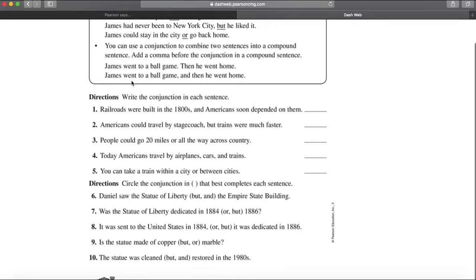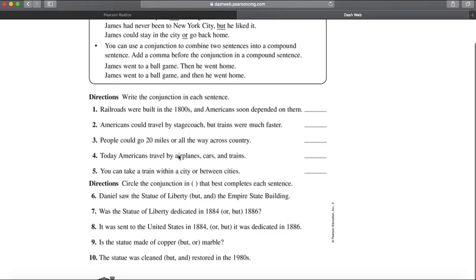Okay. Number 2. Americans could travel by stagecoach, but trains were much faster. So here I'm comparing the stagecoach to the train. So there's something different here. So which conjunction should I use? But. So what's the conjunction in question number 2? But. Excellent.